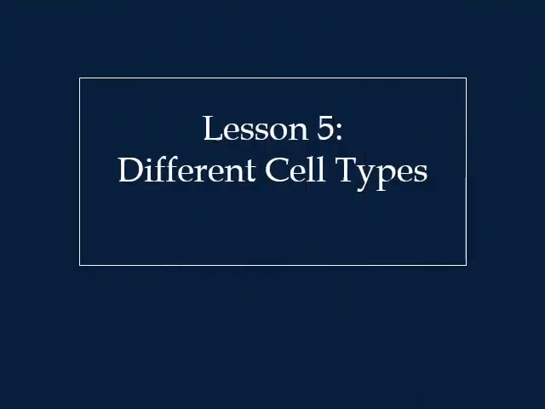We've compared prokaryotic to eukaryotic cells and plant to animal cells. Now to finish this chapter, we're going to focus on different types of cells within an individual organism.